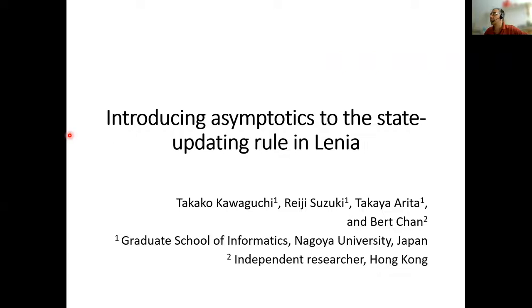Thank you. Hello, everyone. I am Takako Kawaguchi from Nagoya University, Japan. I will talk about introducing asymptotics to the state updating rule in Lenia.